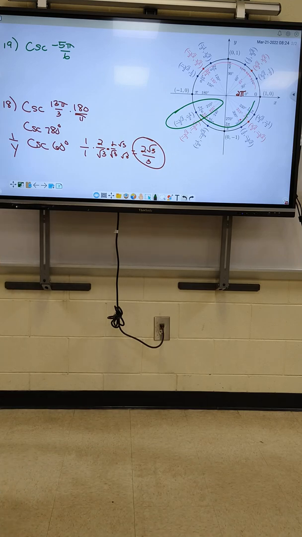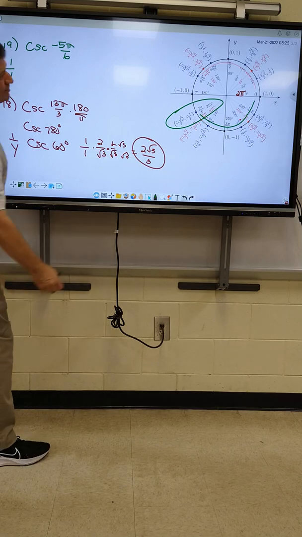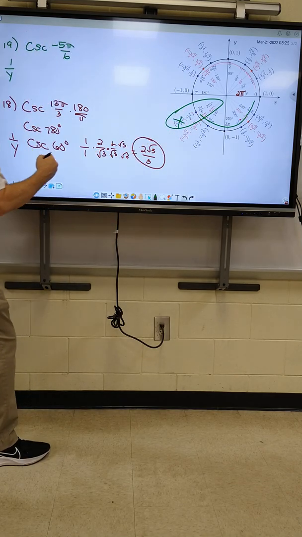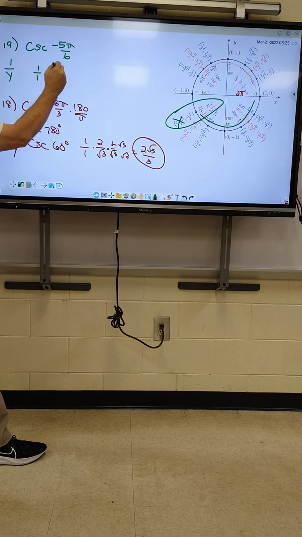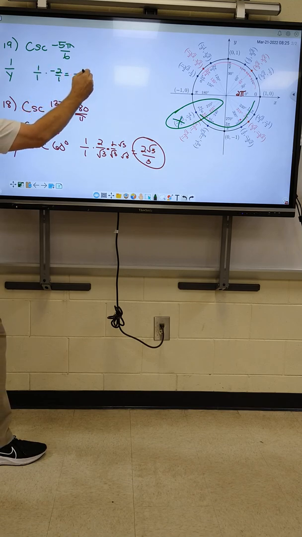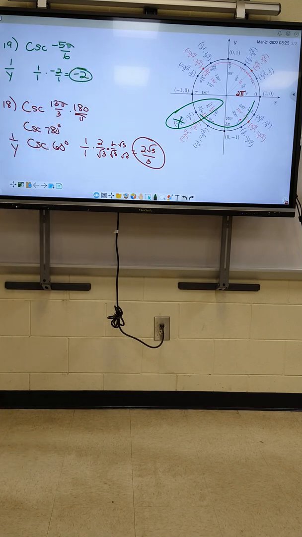Do your 1 over y on this one. Quickly see what you get. So we don't need the x, we're only using the y. So 1 over 1 times negative 2 over 1. That one's easy, it's just negative 2.